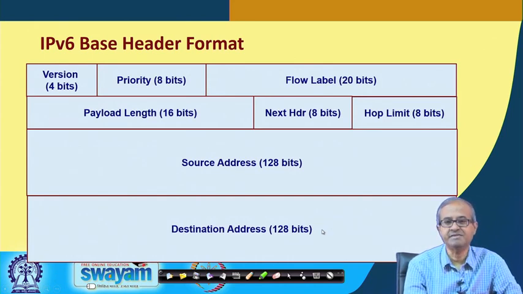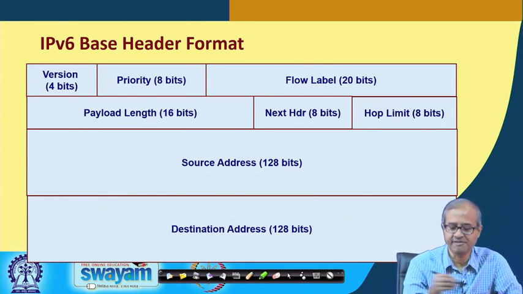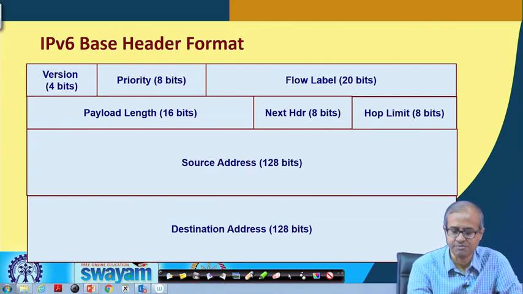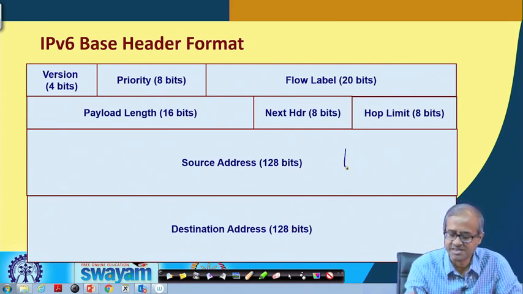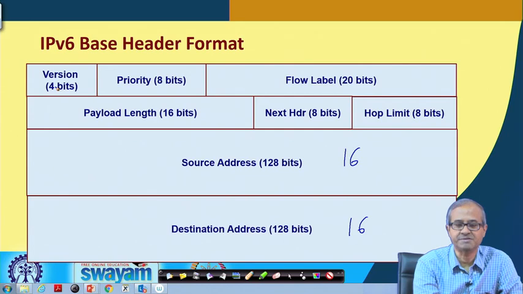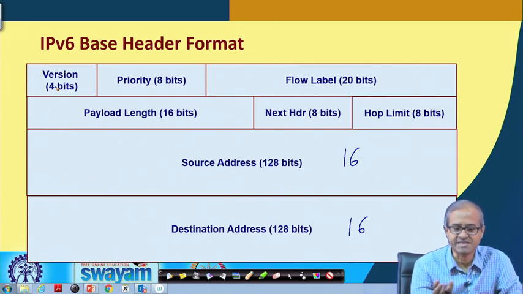Now, the base header, those 40 bytes will be having a fixed structure like this. You see some of the fields are somewhat similar to IP version 4, but because of the change size of the addresses, you see source address and destination address are 128 bits long. Well, 128 bits means how many bytes? 16 bytes. You have 16 bytes here, you have 16 bytes here. Version is 4 bits. This is version 6. So, this will contain the number 6, 0 1 1 0.